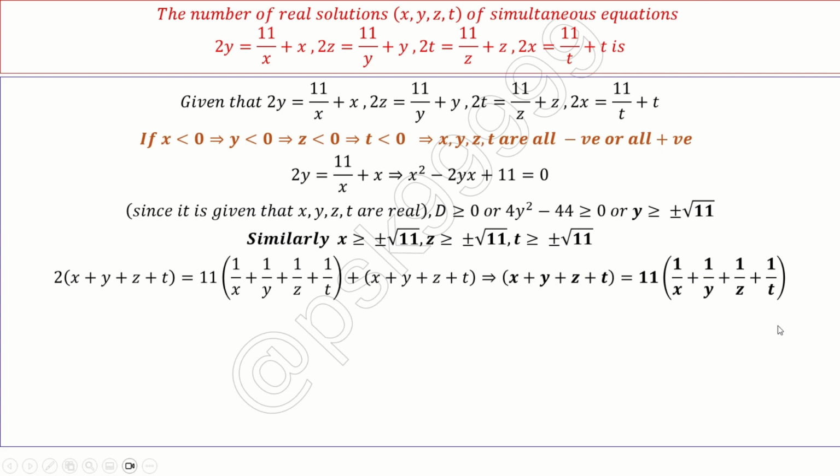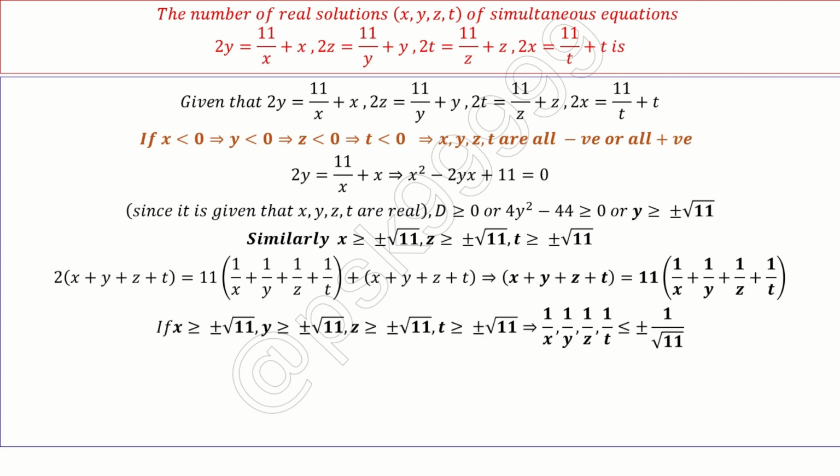Okay, hope you are with me on this. It is given that x is greater than or equal to plus or minus root 11, same as y, z and t, correct? So that implies 1 by x, 1 by y, 1 by z and 1 by t will become less than or equal to, it will reverse, plus or minus 1 by square root of 11. This inequality will reverse because it is reciprocal, right?